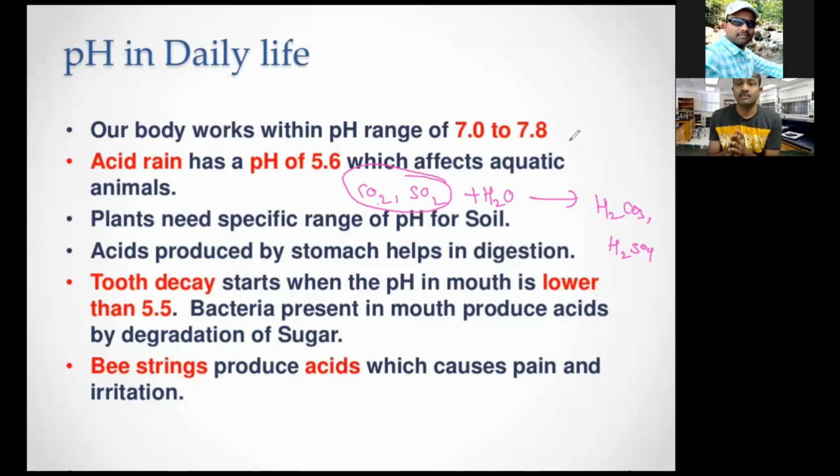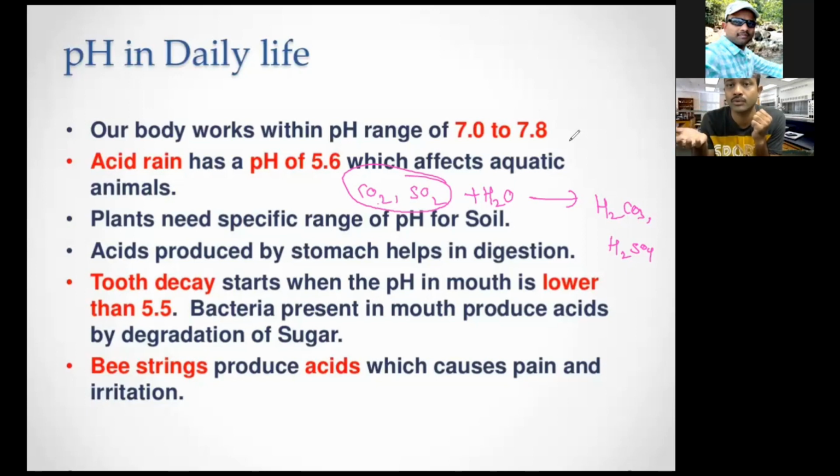Some of the plants require basic nature of the soil. Some of the plants require acidic nature of the soil. Some of the plants require neutral soil. Okay, to make the required soil, we have to add required substances. Suppose the soil is acidic, but we require basic, we have to add the bases to that. Soil is the acidic medium, but the plant requires basic medium.